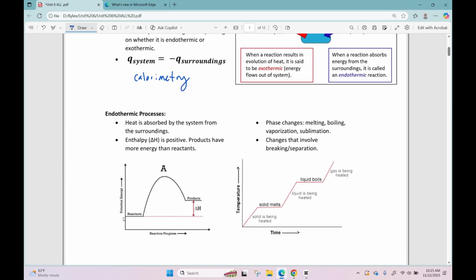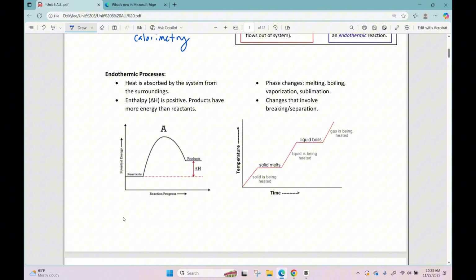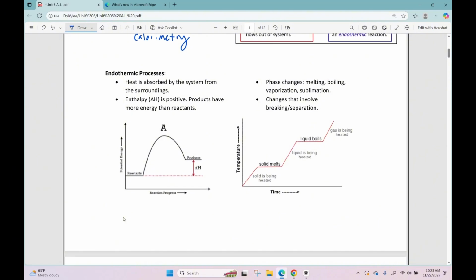So endothermic processes are where heat or energy is absorbed by the system from the surroundings. And we give this a positive value. Products would have more energy than the reactants. So here on the left-hand side, we have this energy diagram, and it's showing a chemical reaction. We have the reactants on this side, and then we have the products on the right.